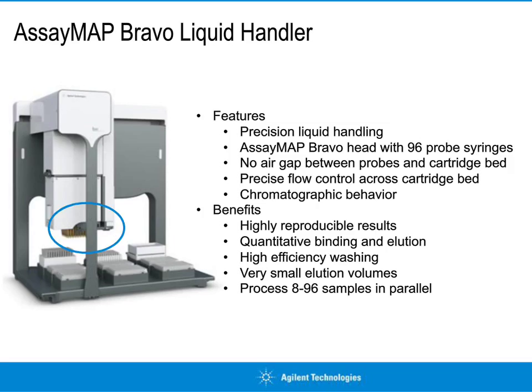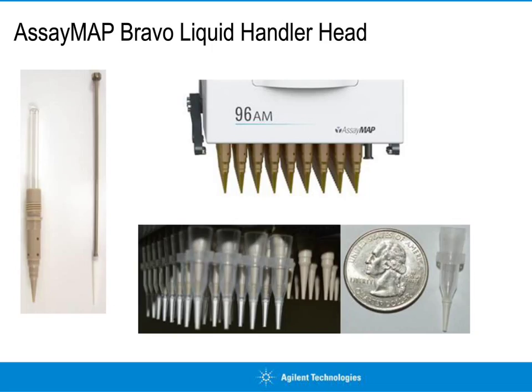Next, I would like to focus on the AssayMap Bravo head. The top of the slide shows a closer view of the AssayMap Bravo head with its 96 probe syringes. On the left side of the slide, you can see the probe syringe and its plunger. Note that the plunger design gives a nearly zero dead volume in these syringes. On the bottom of the slide, you can see the cartridges seated on the probe syringes. Please note how the bottom of the probe sits on top of the cartridge bed. And lastly, on the bottom right, you can see a cartridge beside a U.S. quarter to give a frame of reference for the size of the cartridges.